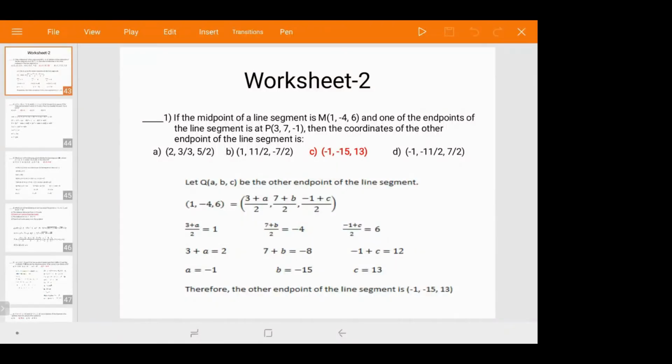If the midpoint of a line segment is M, given by the ordered triple (1, -4, 6), and one of the endpoints of the line segment is at point P, that is (3, 7, -1), then the question is: what are the coordinates of the other endpoint of the line segment?